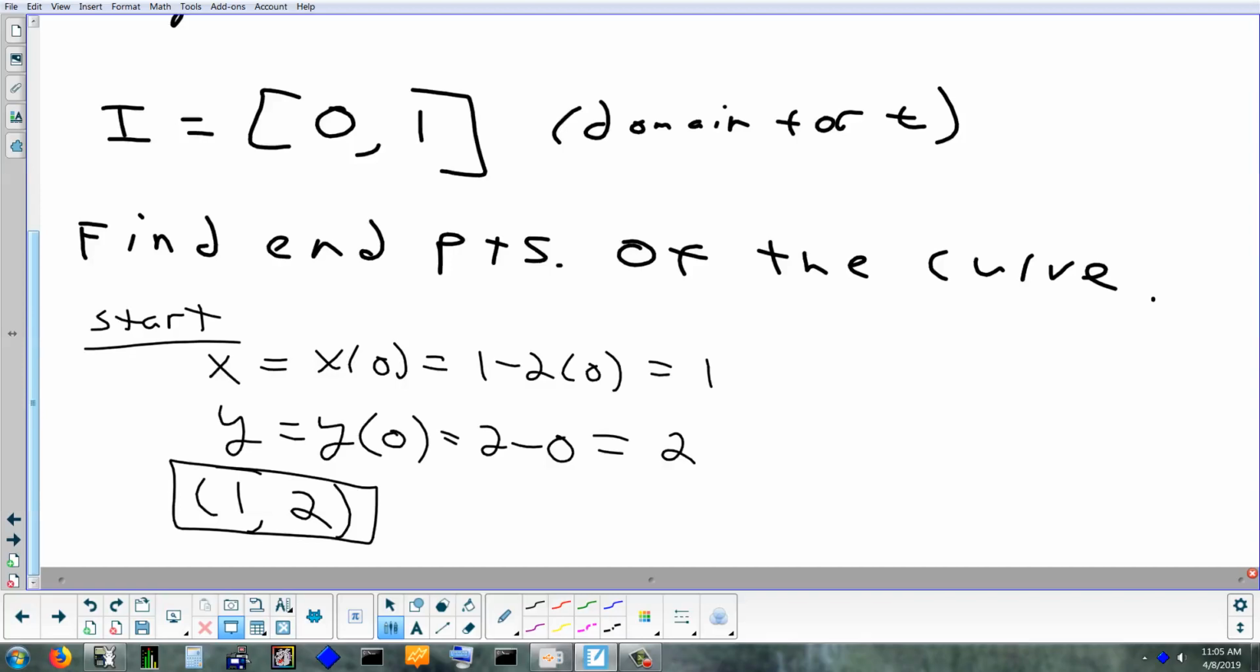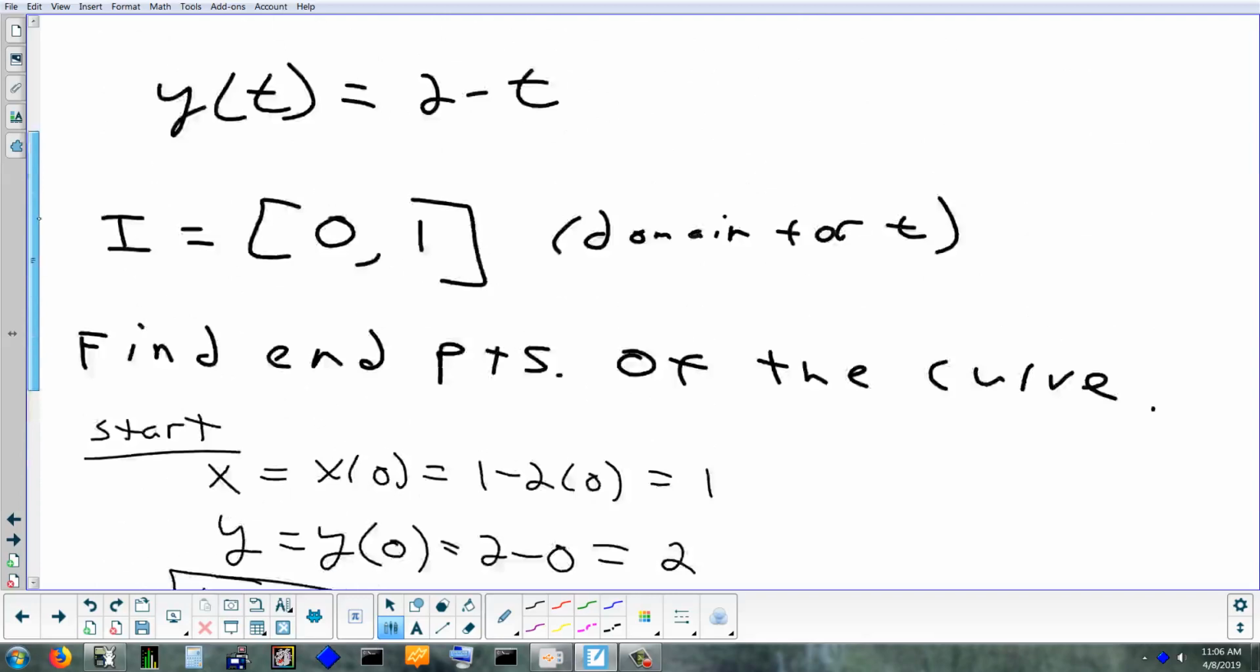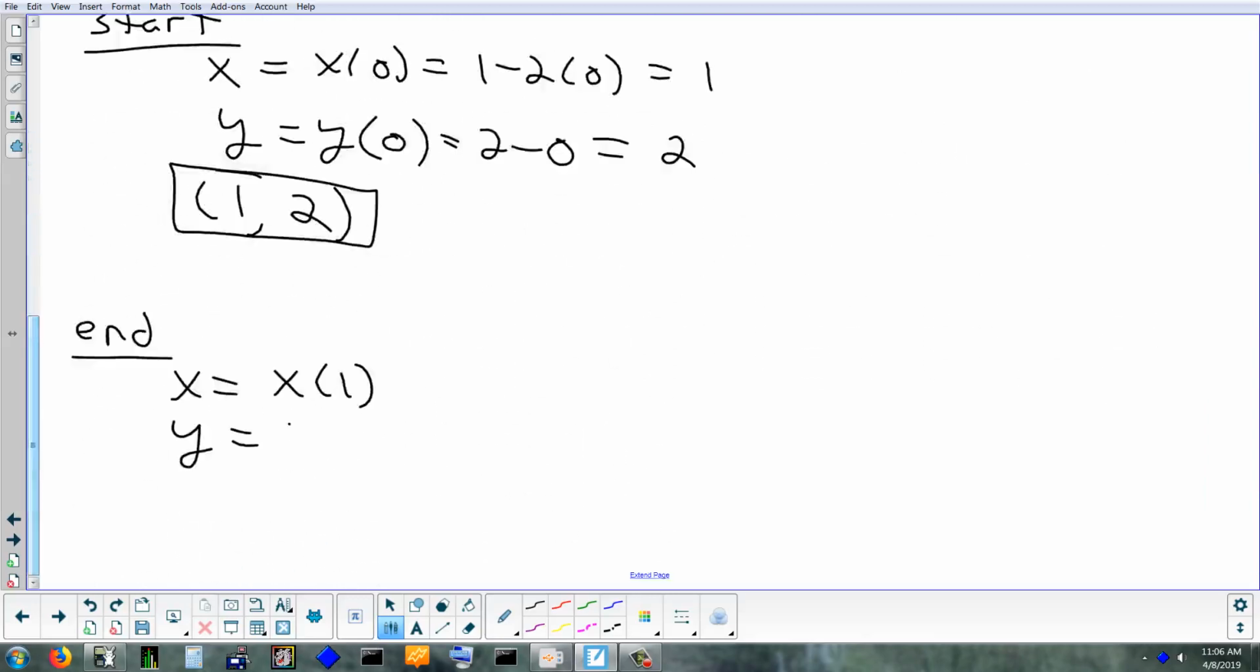Okay. Now we're pretty much going to do the same thing to find the end coordinate. But we're not going to plug in 0 into the formulas. What will you plug in? 1. Yep. Let's plug in 1. You've got to find an x and you've got to find a y. Take a second and see if you can figure out what you get for the x value when you plug in 1. Where's that 1 coming from? Right there. And then tell me what you get when you plug in 1 into the y formula.